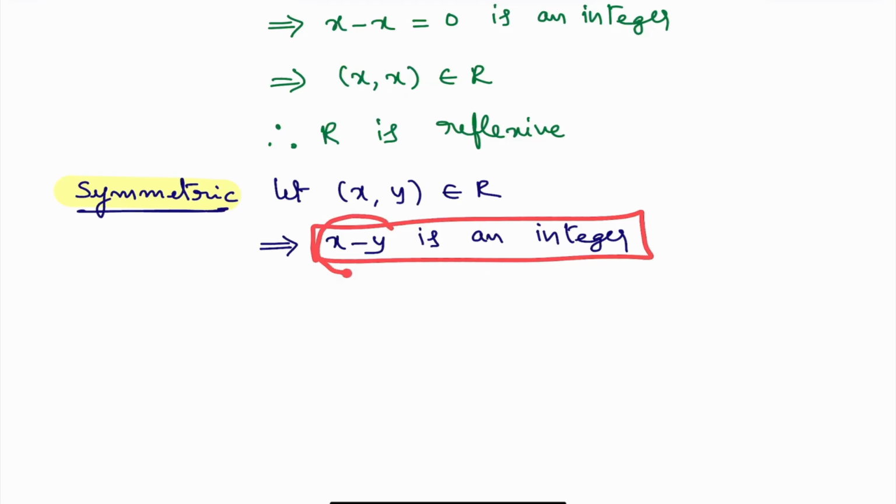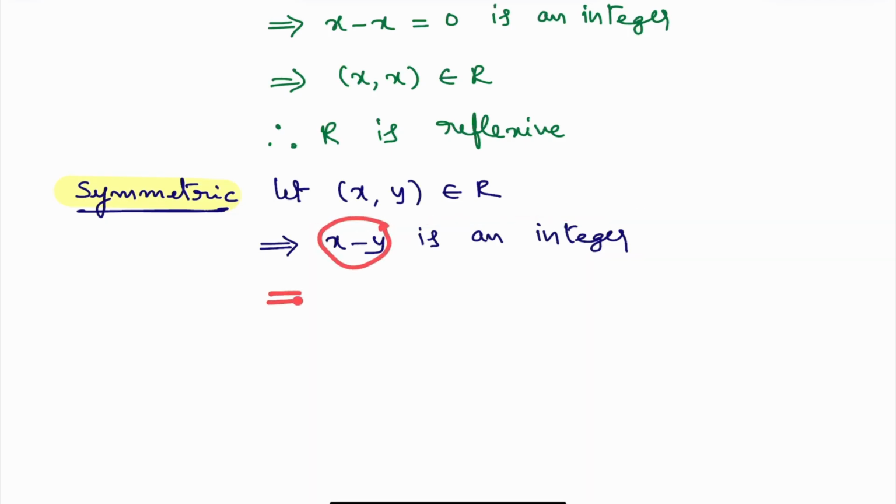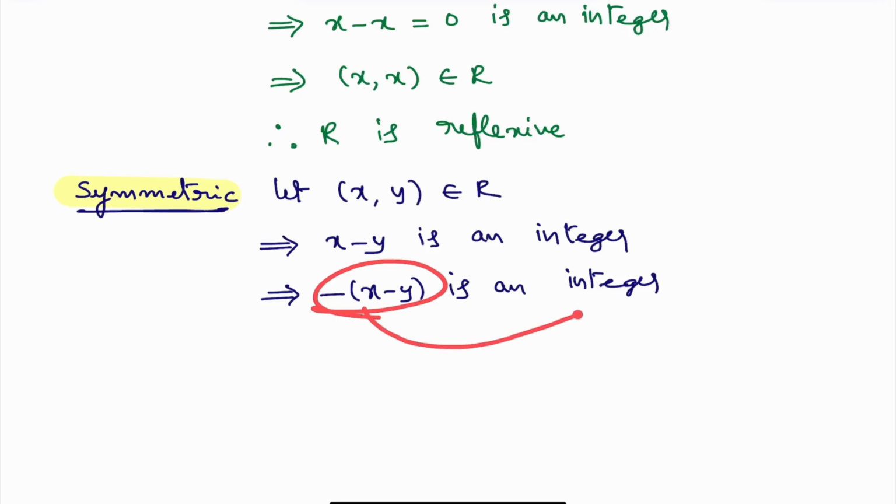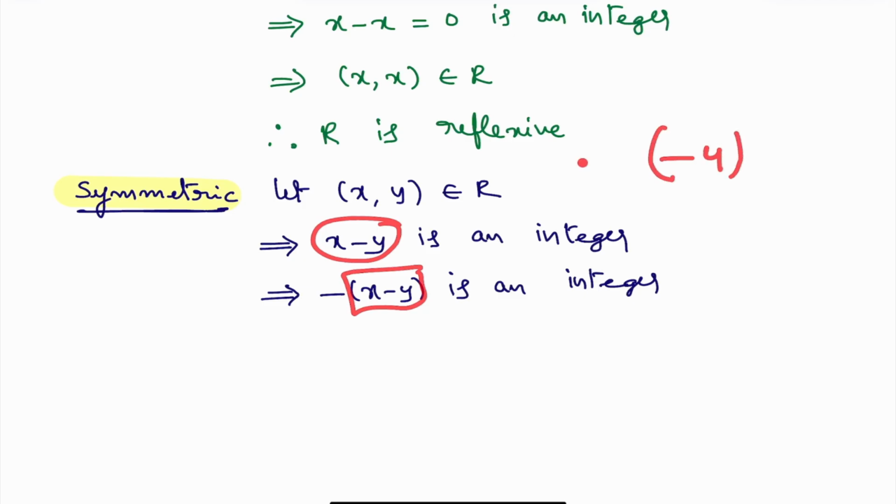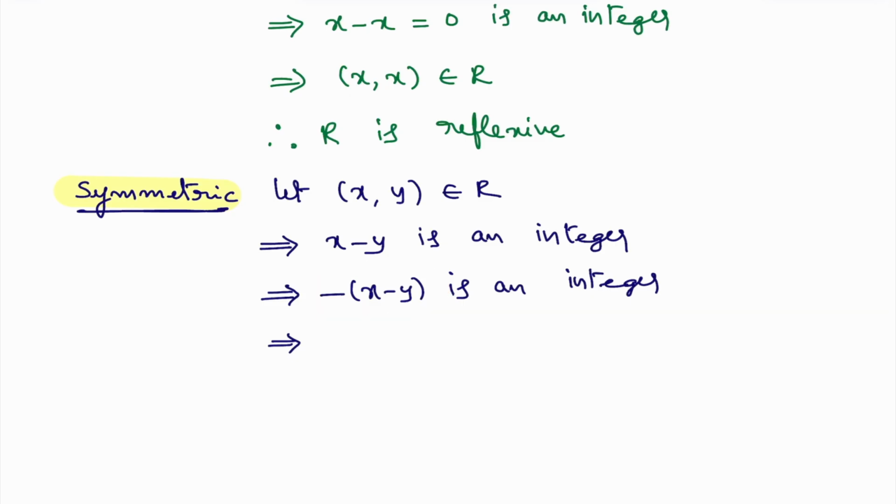Suppose x minus y is 2. If 2 is an integer, minus 2 is also an integer. Suppose x minus y is minus 4. Then minus of minus 4, that is also an integer. What I am trying to say: if x minus y is an integer, then minus of x minus y is also an integer. Minus of x minus y is what? Minus of x minus y is y minus x. So here we got that y minus x is an integer.